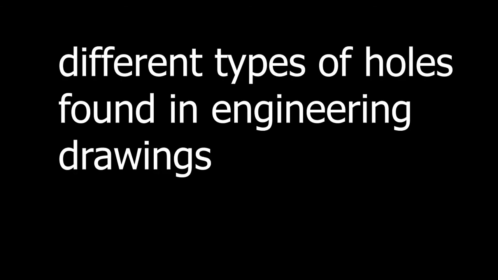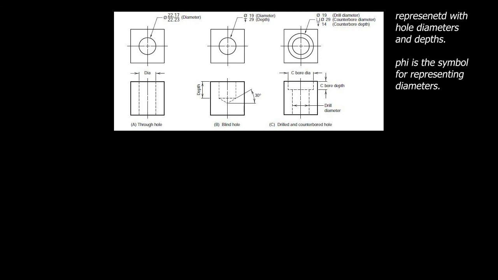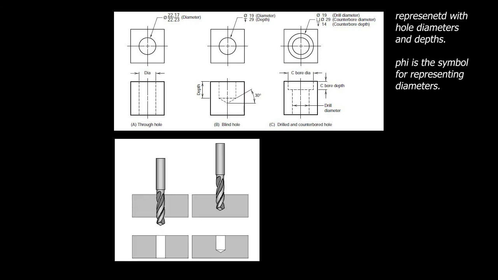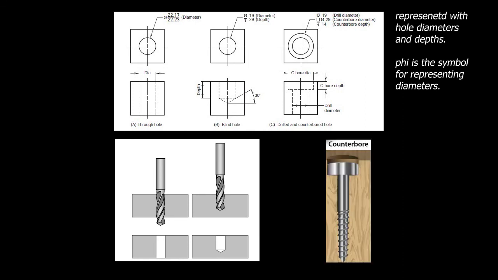We'll see various holes found in technical drawings with their top and front views and the various dimensions used to represent them. We have the through hole, blind hole, and counterbore hole. A through hole is one that extends throughout the part. A blind hole extends partially through the part. A counterbore hole is used to make a bolt flush with the surface of your part.